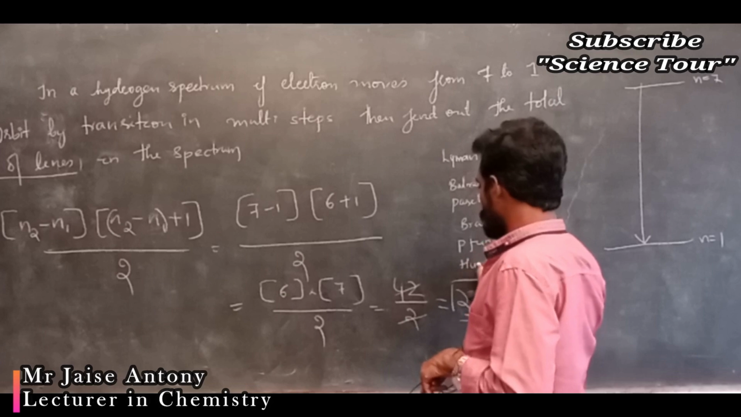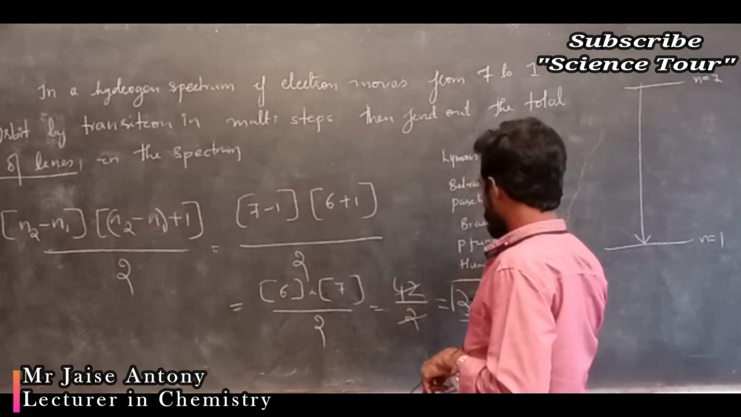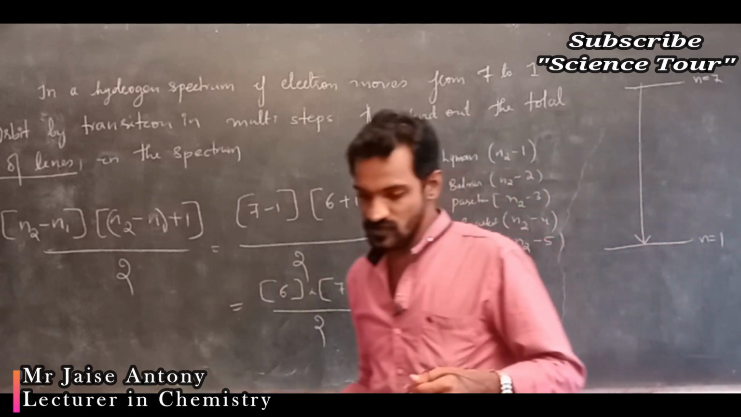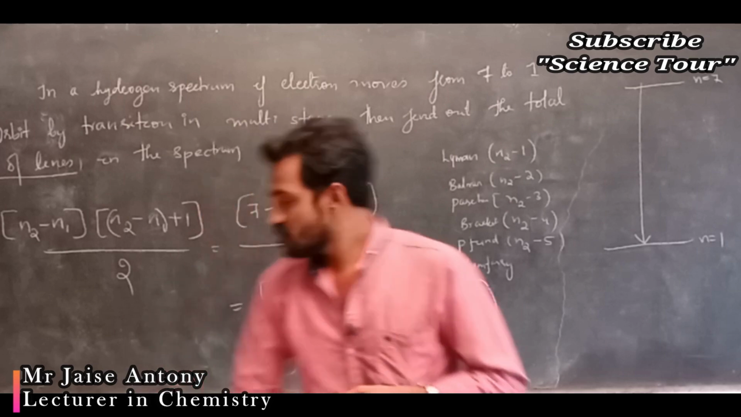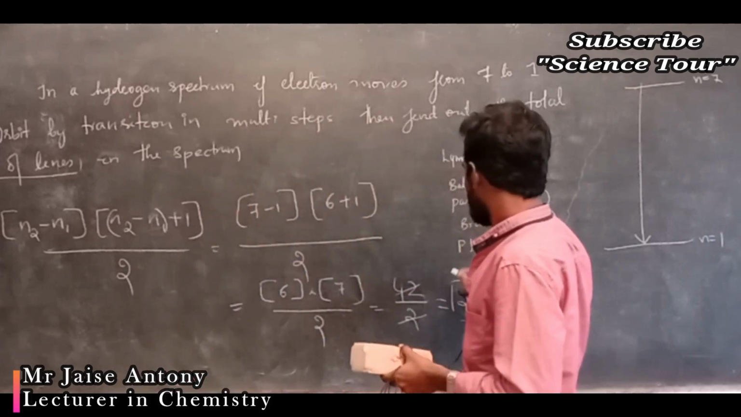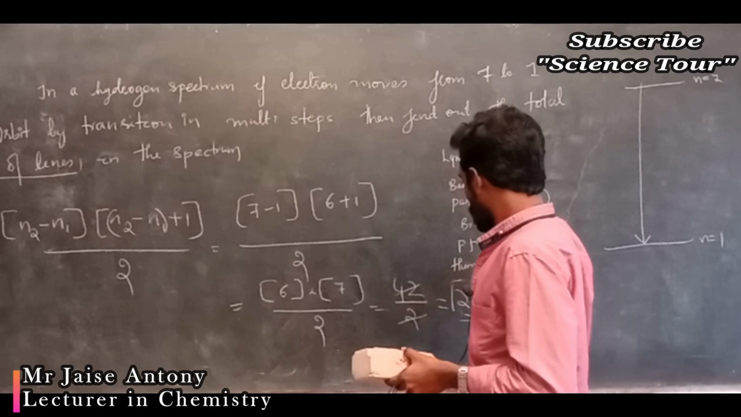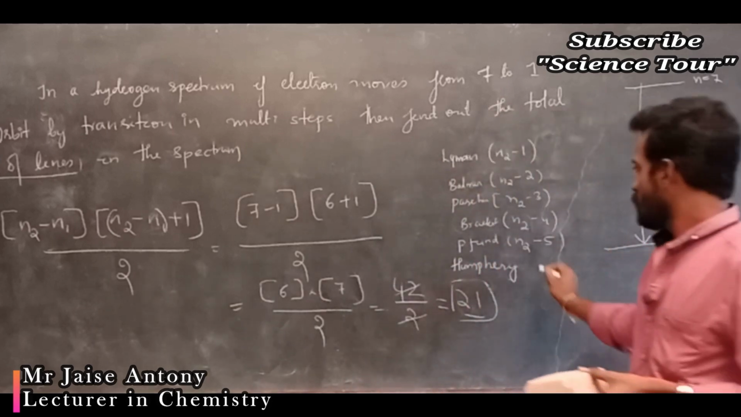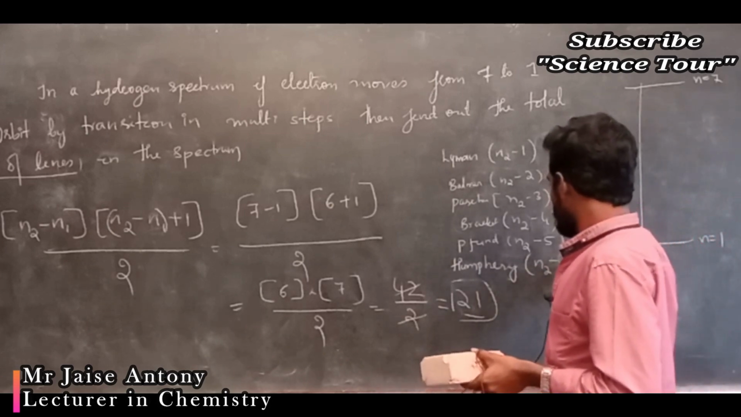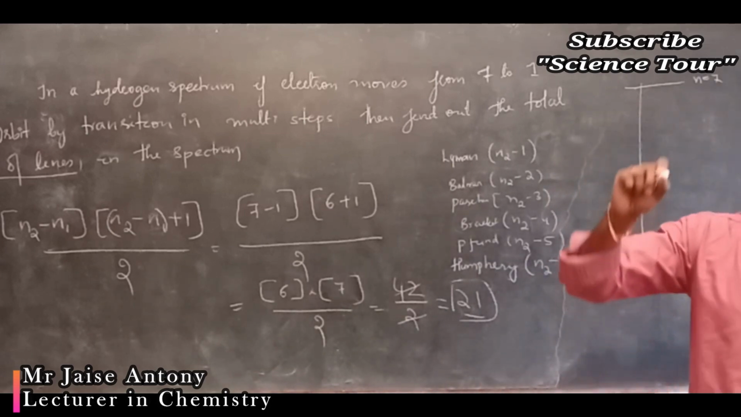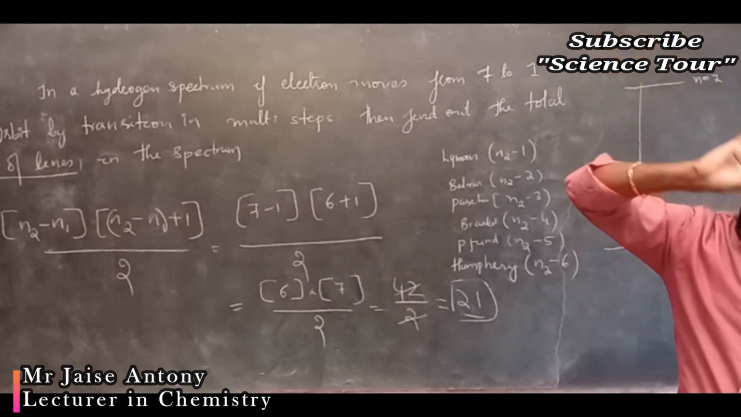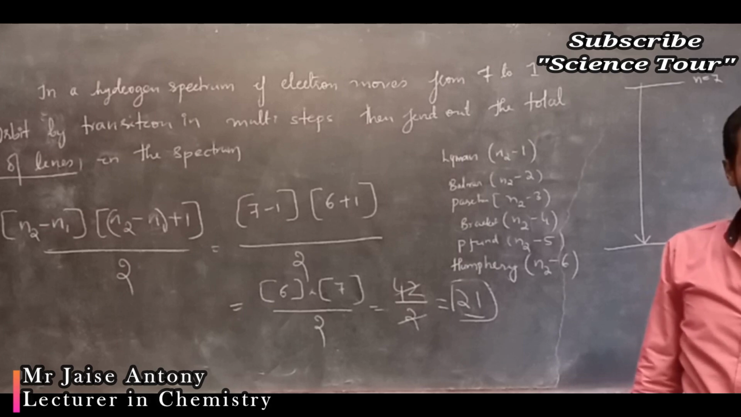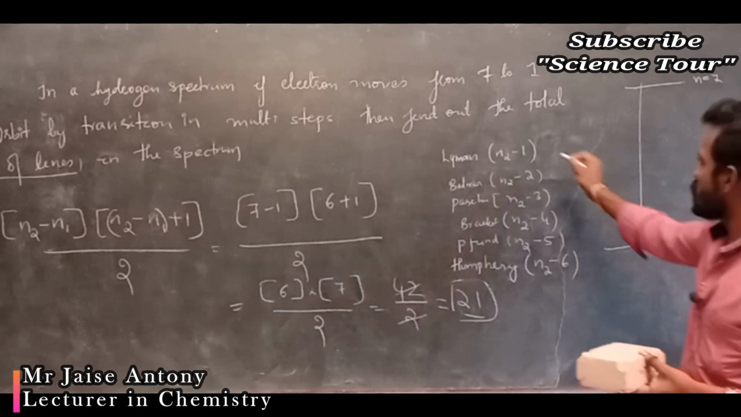One more series is there, my dear students, Humphreys. That line also you are not studying actually. The Humphreys level is N2 minus 6. That means the electron jumps to a higher energy level and comes back only to the 6th level. Then a series of lines is formed, called Humphreys. Understood? So here N2 means 7.